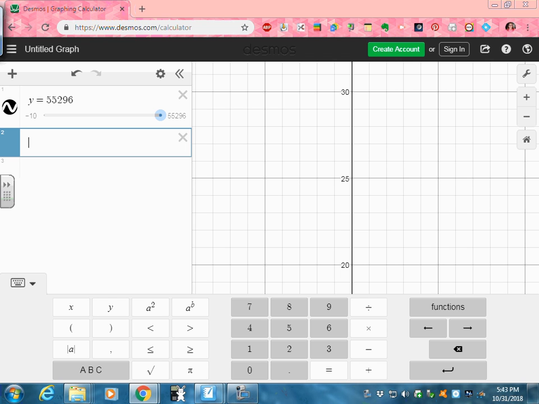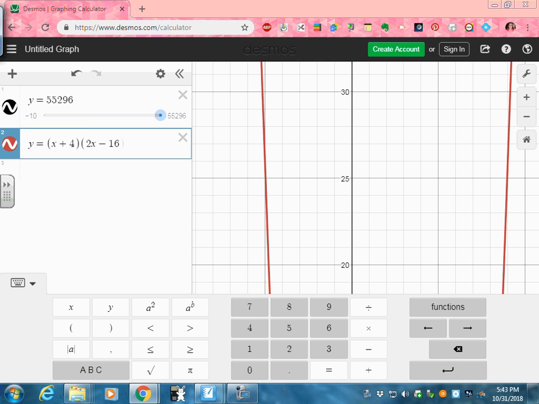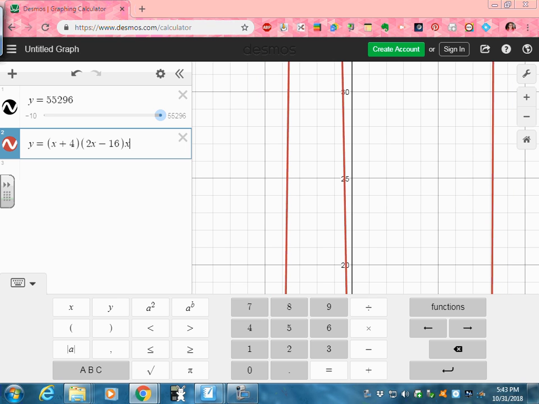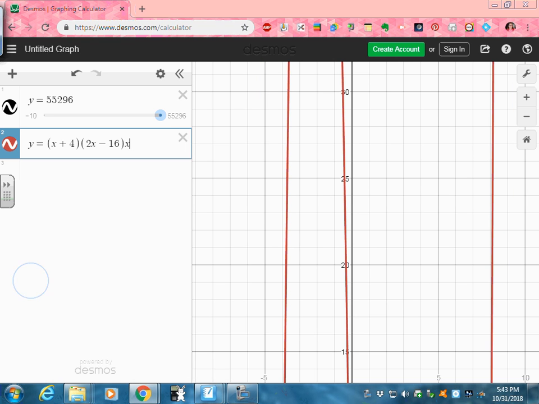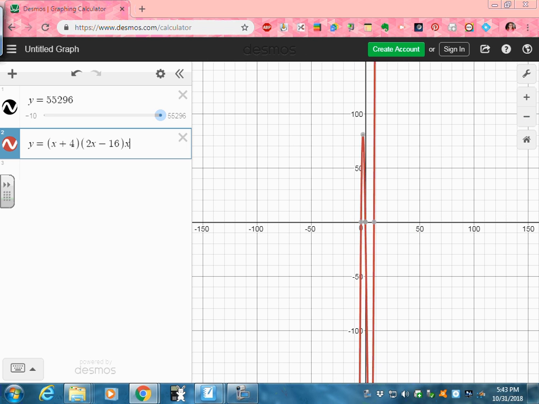Okay, try that again. So, y equals x plus 4. Okay, 2x minus 16. Okay, and then x. Okay, now maybe that's right. Okay, 55,296 is like way up there though. So we're going to have to zoom out a long, long way.